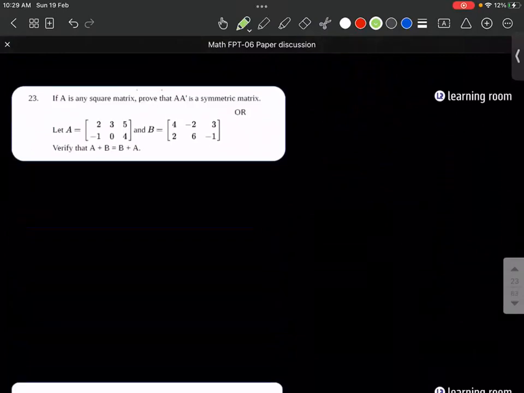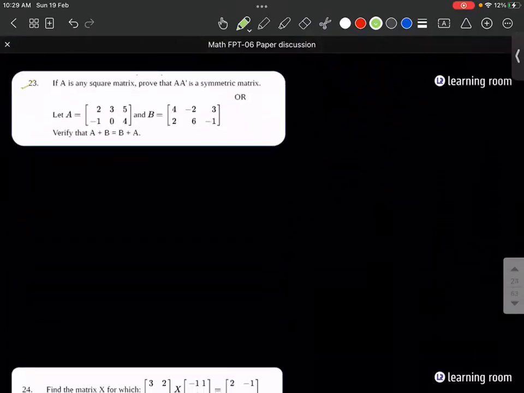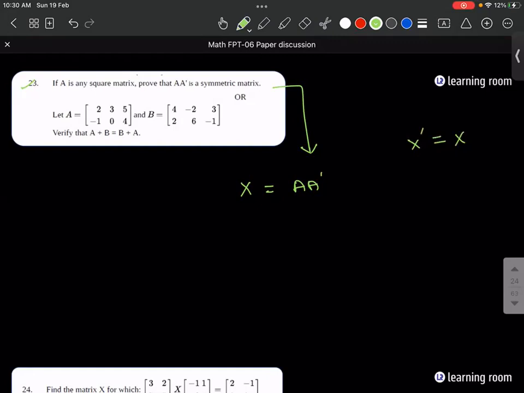This is the answer. Okay, 23rd. Let's say A is a square matrix and we need to prove that A into A dash is a symmetric matrix. How to do this? Suppose I take X is equal to A into A dash. So A into A dash is some matrix X. For that to be symmetric, what should I prove? I need to prove X dash is equal to X.